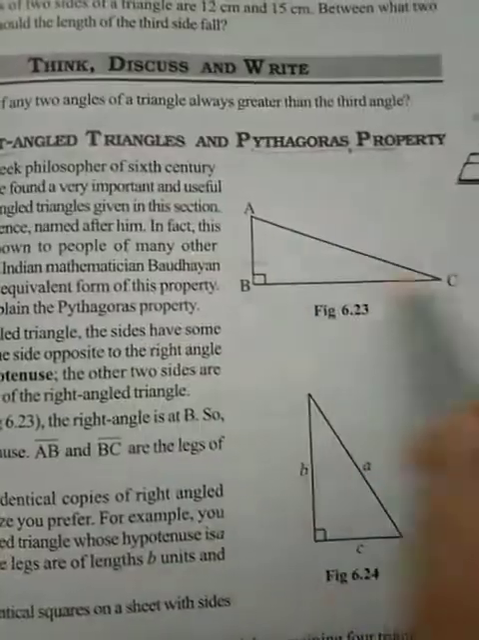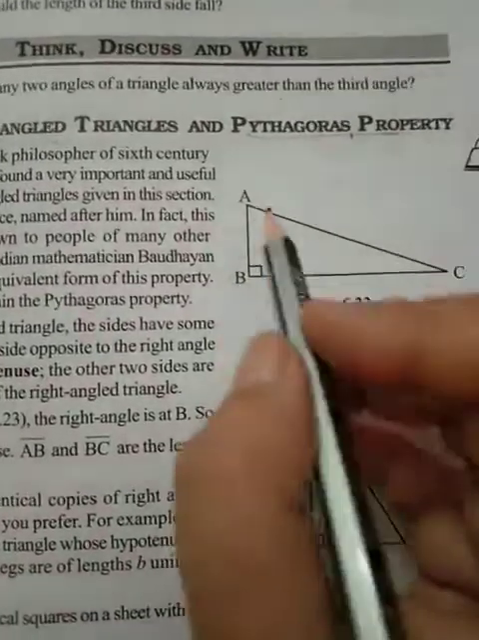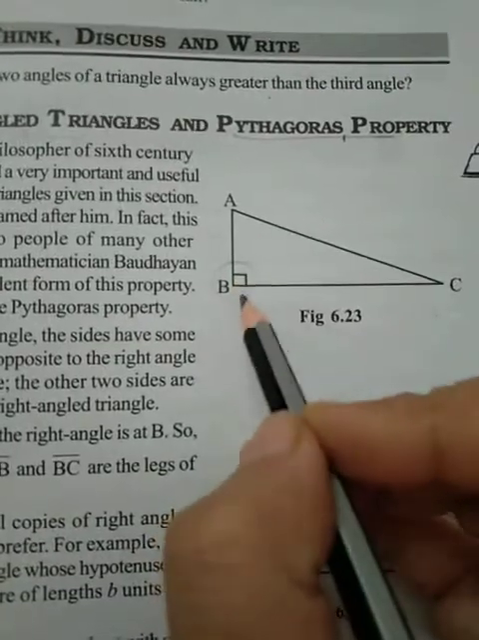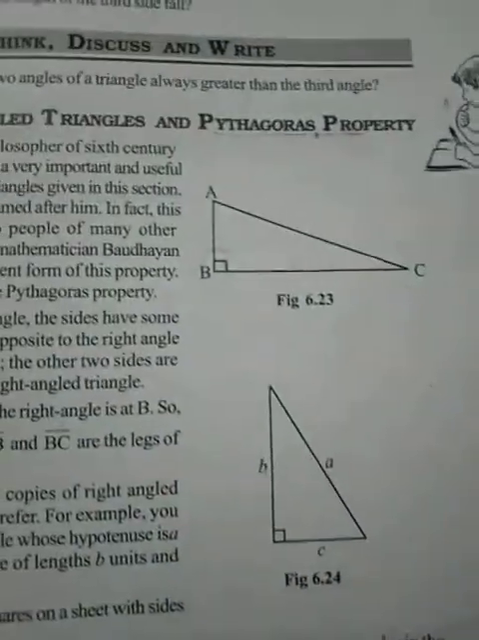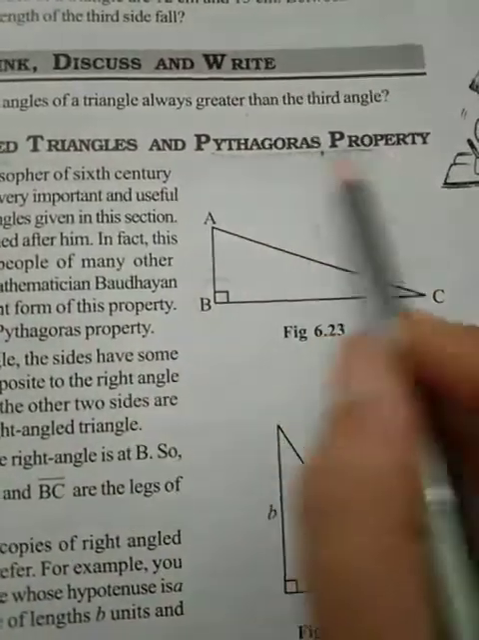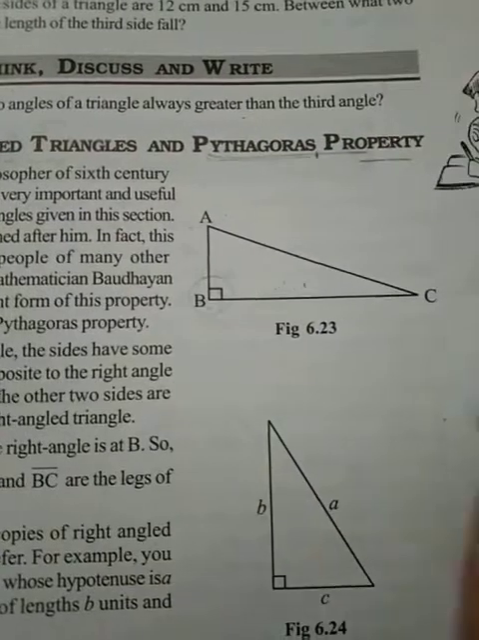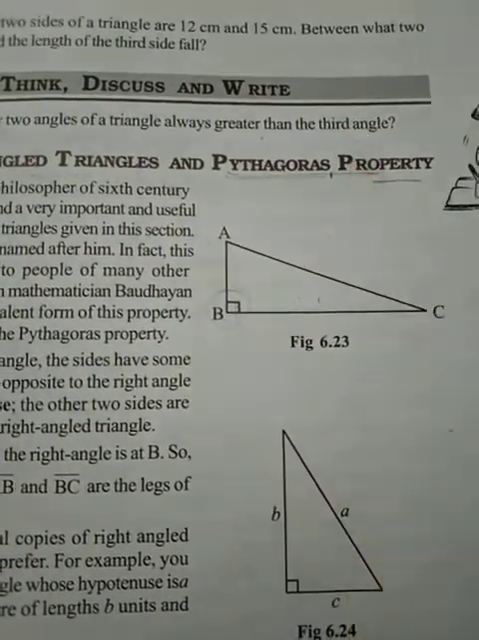See, in a triangle three angles are there, always, and it is a closed figure. Now if one angle is a right angle, 90 degrees, then that triangle is called a right angle triangle. Now the Pythagoras theorem is always applicable to a right angled triangle. If the property of the Pythagoras theorem applies on any triangle, that triangle will be right angled, and vice versa.